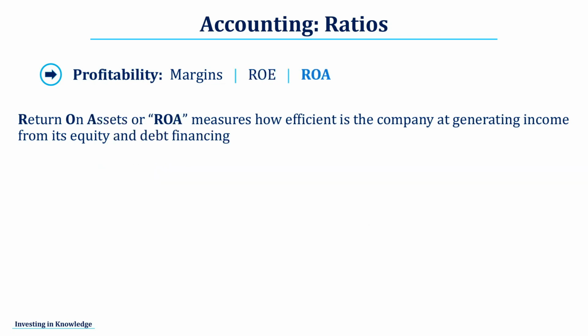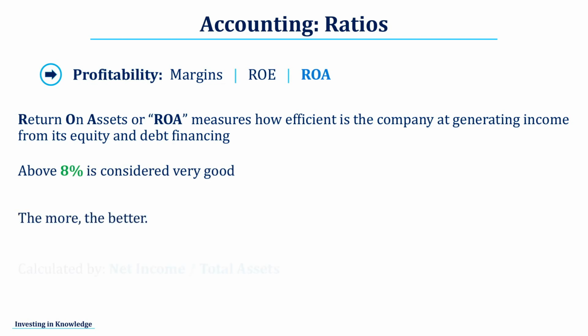ROA, or return on assets, measures how efficient the company is at generating income from its equity and debt financing. Above 8% is considered very good. The more, the better. And it's calculated by dividing net income by total assets. Great! Let's move on to practicing what we have learned so far.